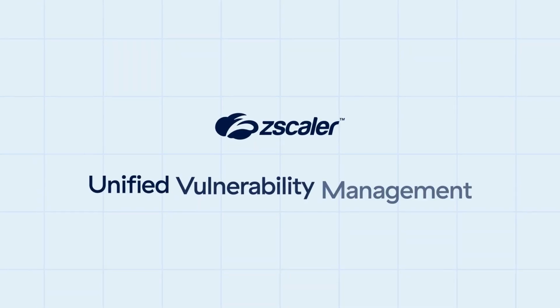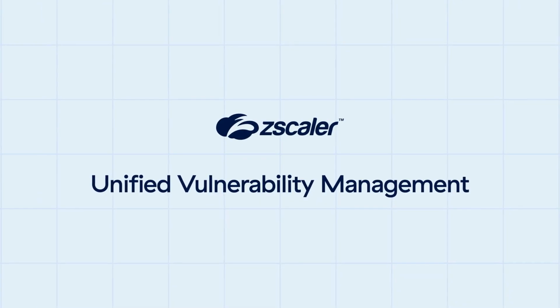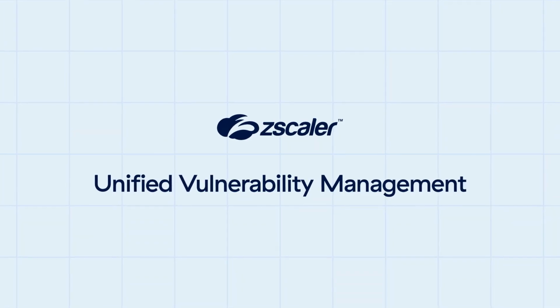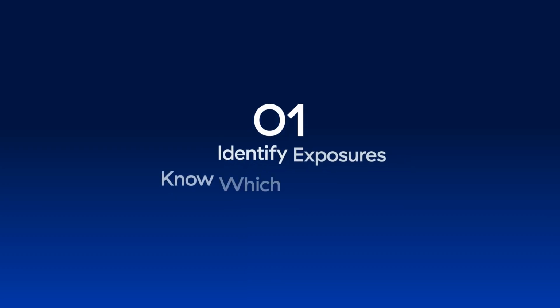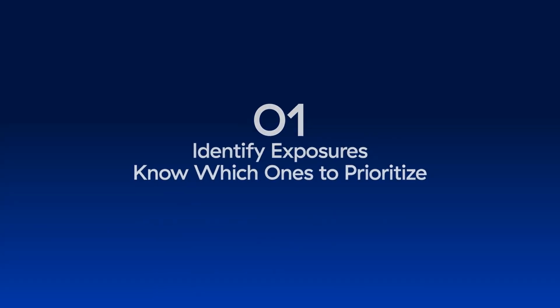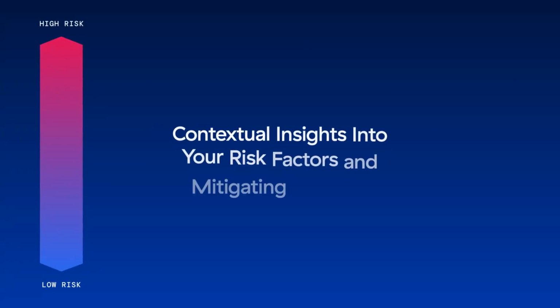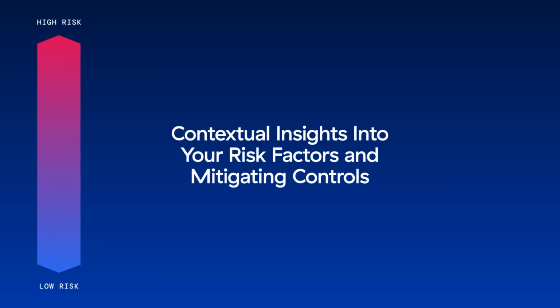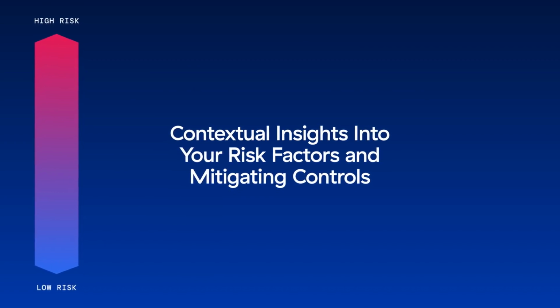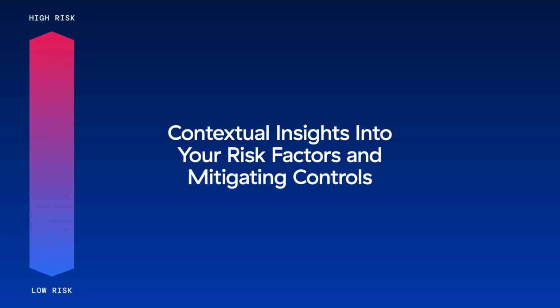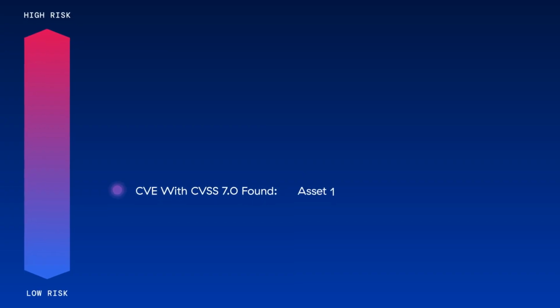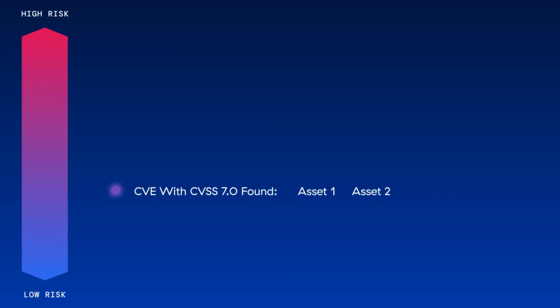With Zscaler Unified Vulnerability Management, you can take a new approach to evaluating and prioritizing your vulnerabilities. 1. Identify exposures and know which ones to prioritize. Zscaler Unified Vulnerability Management provides contextual insights into your risk factors and mitigating controls. For example, imagine two assets have a vulnerability with the same severity score of 7.0. At face value, they seem to be equally risky, and you should prioritize them equally.